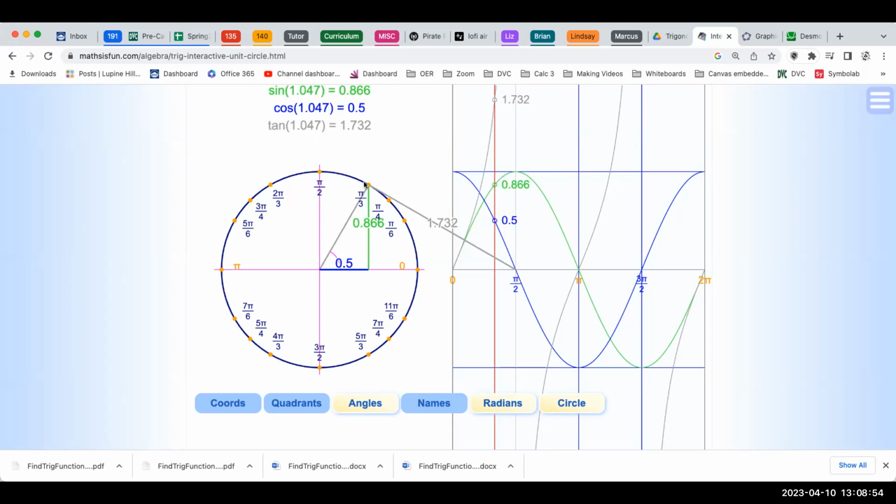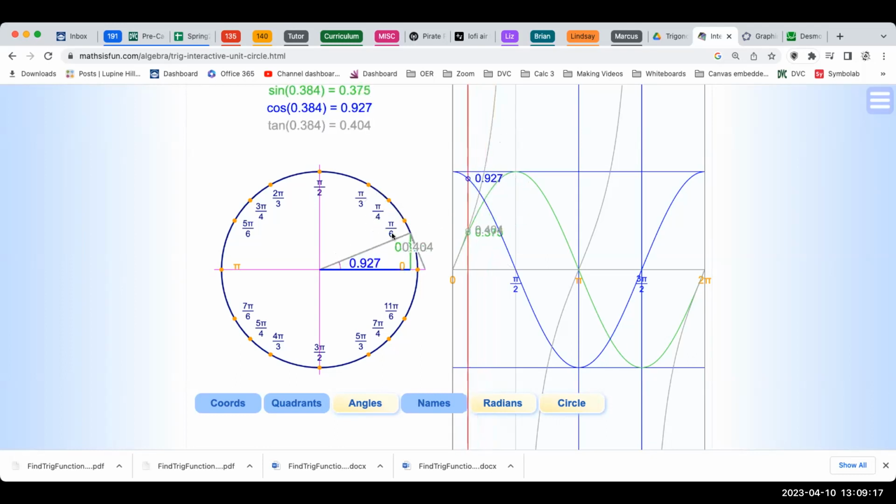What's sine of pi over 3? Root 3 over 2. Put that in a calculator. What's root 3 over 2? You put it in a calculator, it's going to be 0.866. Okay.